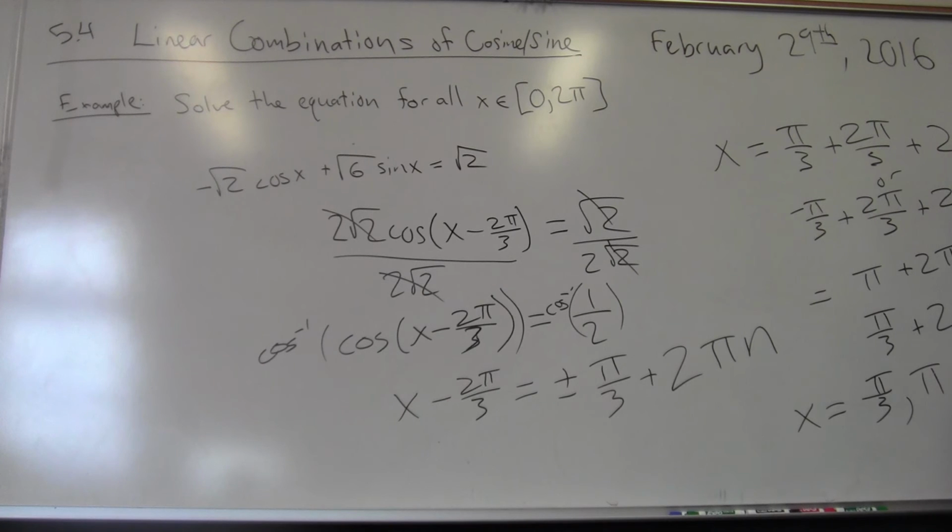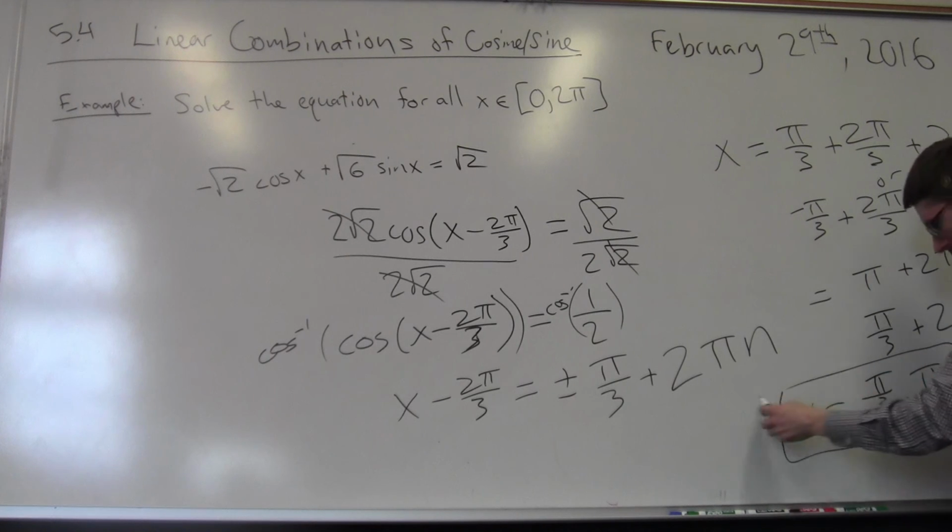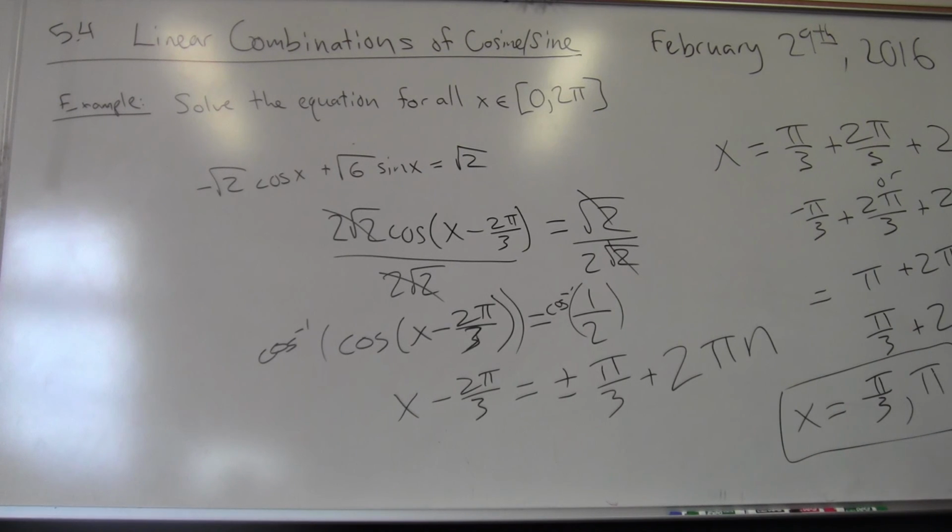We have pi over 3 and pi. If I plug 1 in, that's going to get me to 3 pi, which is outside my domain. If I plug 1 in here, that's going to give me 2 pi plus pi over 3, which is outside the domain. If I were to plug negative 1 in, that's outside the domain. So these are the only numbers between 0 and 2 pi that solve this equation. Cool.